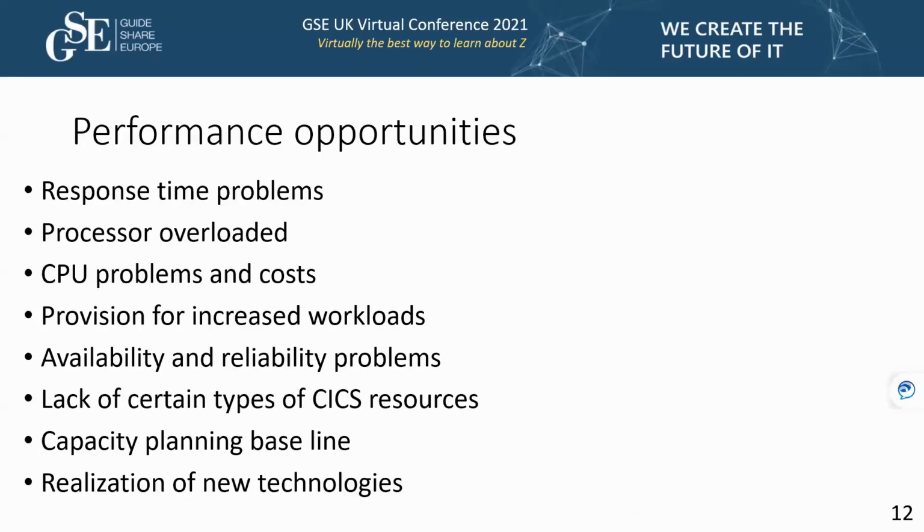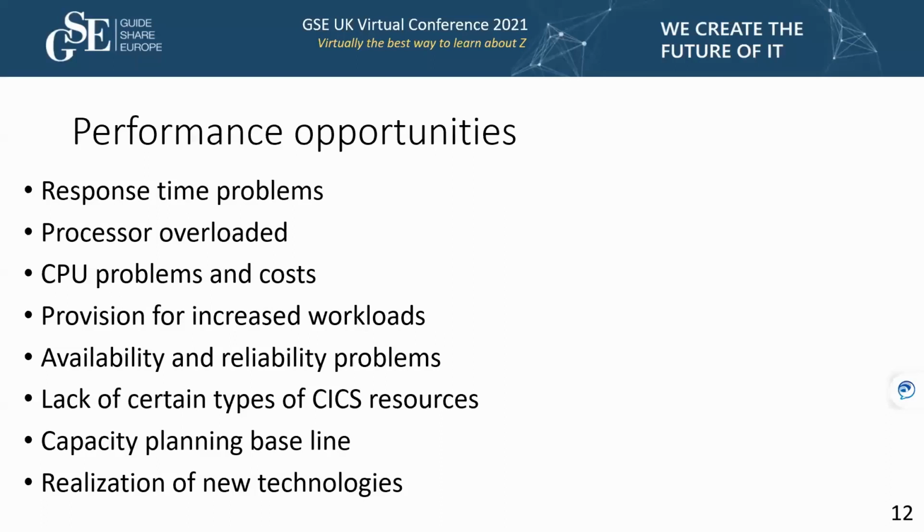So what are the performance opportunities? Well, when you're looking at things to tune, you're looking at response time problems, processor overloaded. It's usually CPU and response time are the number one items that you're trying to improve. And again, you might have to deal with provisions for increased workloads. You might have some availability and reliability problems you want to look at. So that's not necessarily going to save you money, but maybe it's going to save you aggravation down the road, right? Maybe you have a lack of certain types of CICS resources and you have to look to add. And maybe you want to set a capacity planning baseline, right?